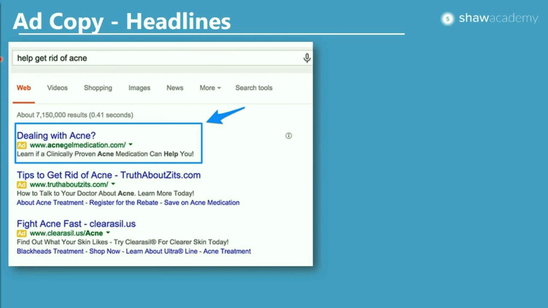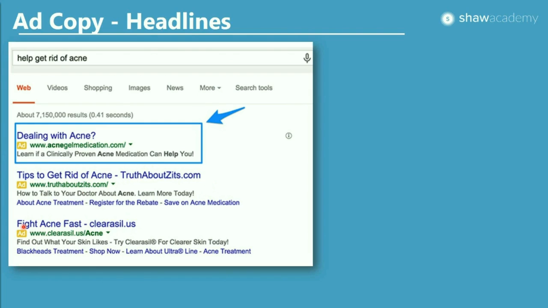Okay, so focus on the solution in your headline. People like positive stuff as well, so instead you should speak to the end goal, what they're looking to achieve, with a headline like "kill acne once and for all" or "get rid of acne for good." You know, "tips to get rid of acne." That's not a bad one. "Fight acne fast." They've done it.